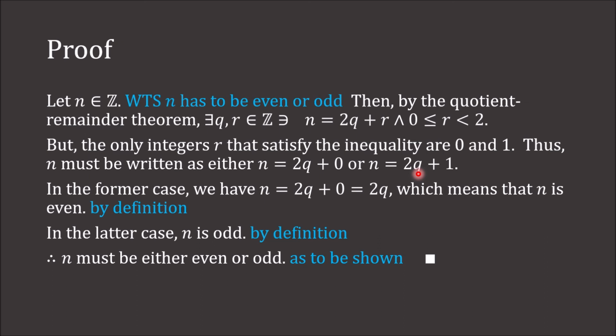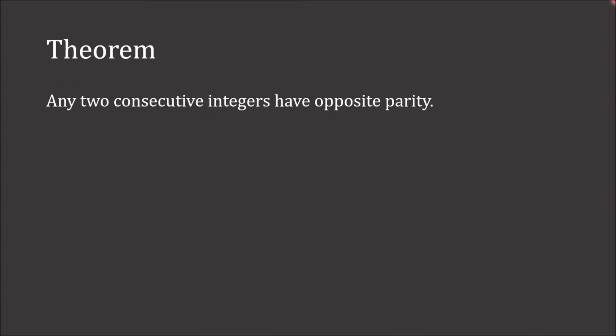Now, we will go ahead and prove that any two consecutive integers have opposite parity. That is, if you have an even integer, you know that the next integer would be odd. And then the integer after that odd one would be even again.